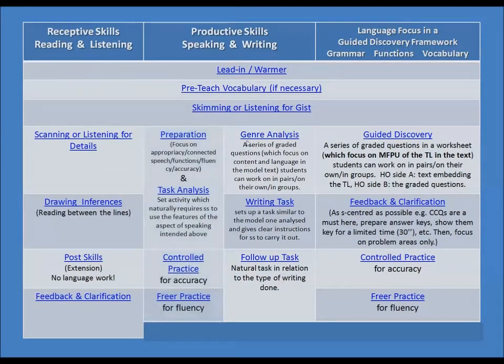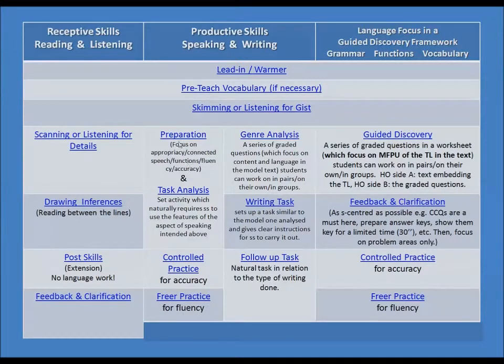Then in a speaking lesson, we would have preparation where basically the teacher focuses on one aspect of speaking. There are many aspects, so it would be appropriacy, or an element of connected speech, or functions, or fluency, or accuracy, and analyze the task that the students are to carry out in the speaking lesson. This would be followed by controlled practice for accuracy of the speaking task, and then again freer practice for fluency.